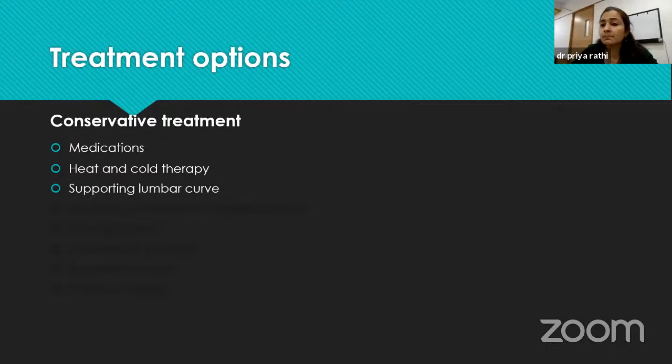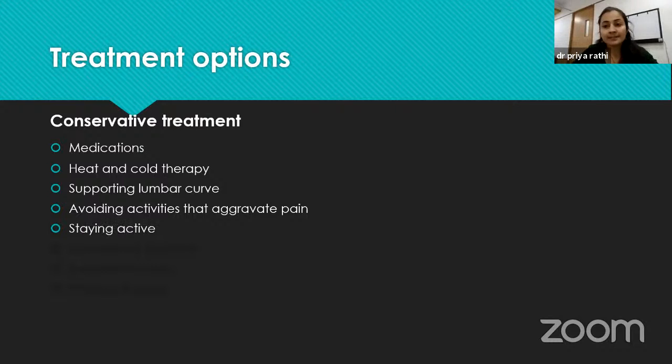I would like to support the lumbar curve by changing the ergonomics, because it changes the way the facets get loaded. I would ask the patient to avoid activities that aggravate pain, like prolonged sitting. Staying active is the key. No bed rest is advised for facetogenic pain. Low impact activities like walking for at least 15 minutes a day, at least 4 to 5 days a week. Supportive brace, I would not go for a supportive brace. I hope you people agree with my view on this.